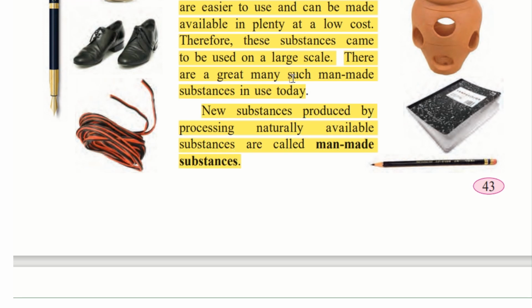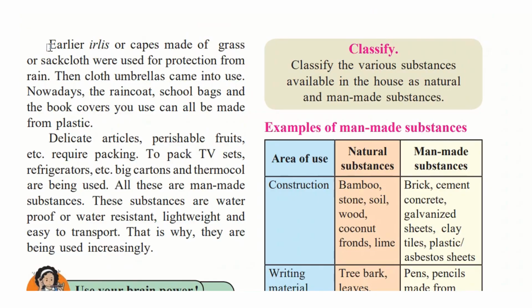When we make something new out of the things available in nature, take the example of a book. A book is made of so many things. We use the pulp of sugarcane, which is called bagasse, or certain wood, and other chemicals are used in the procedure, and then the book is made.